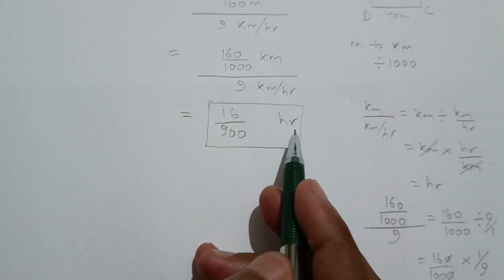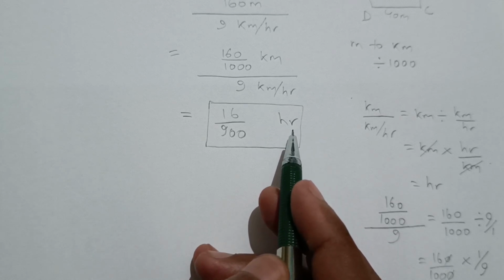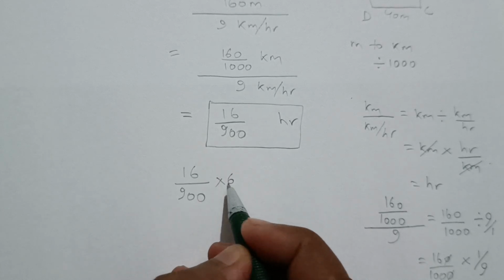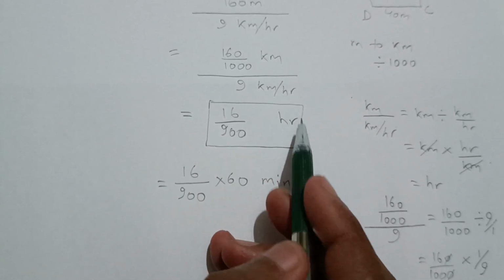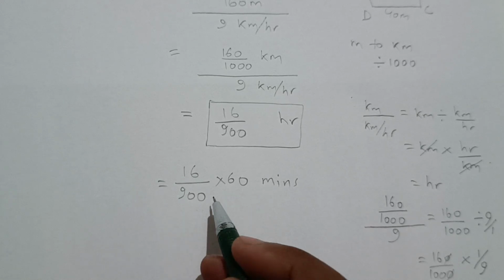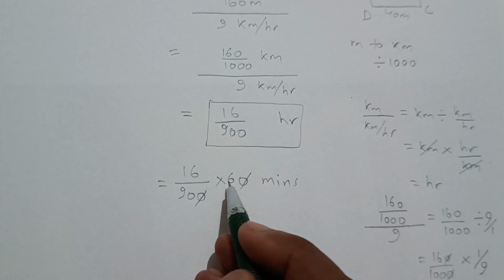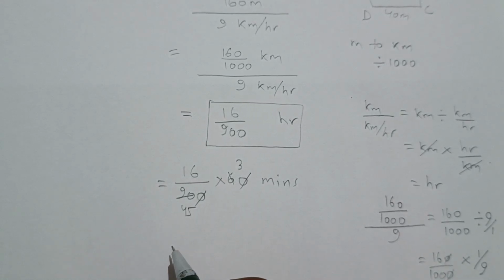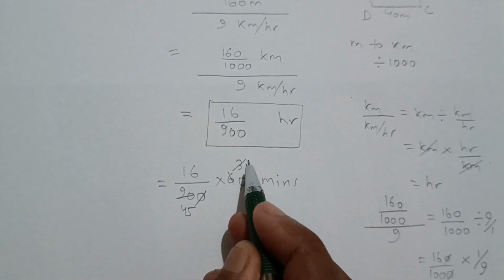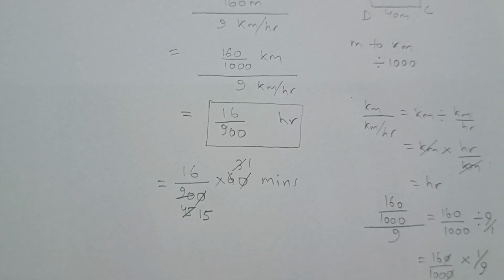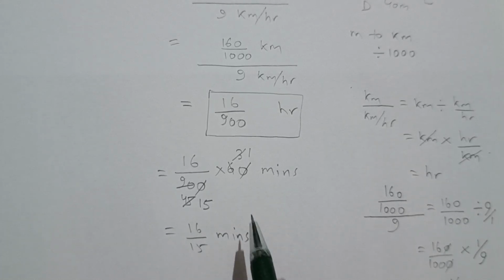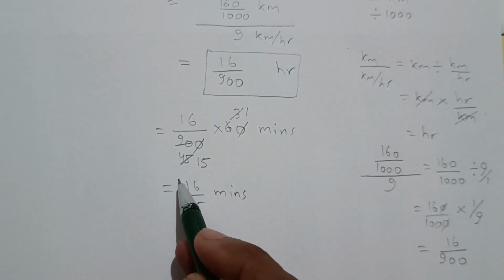So I am converting hours to minutes. In order to convert hours to minutes, we have to multiply by 60. So 16 by 900 hours, converted into minutes, will be 16 by 900 multiplied by 60, this much minutes. So this 0 and this 0 cancel. Then let us divide both of them by 2. So 2 3s are 6 and 2 45s are 90. Then again we can divide by 3. 3 1s are 3, 3 15s are 45. So this becomes 16 by 15 minutes. So 16 by 900 hours becomes 16 by 15 minutes.